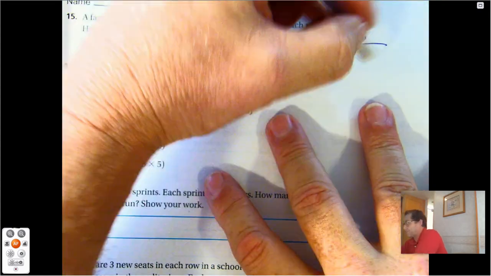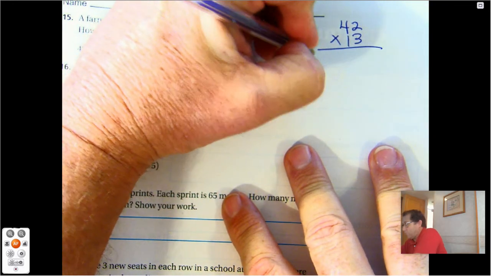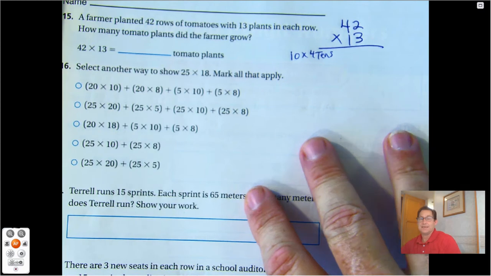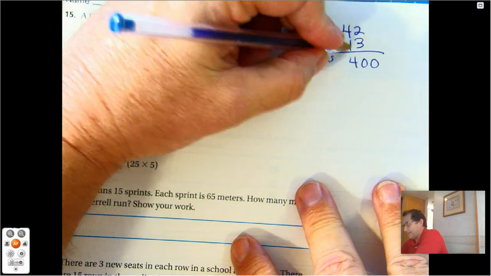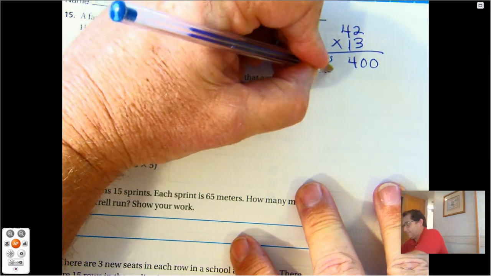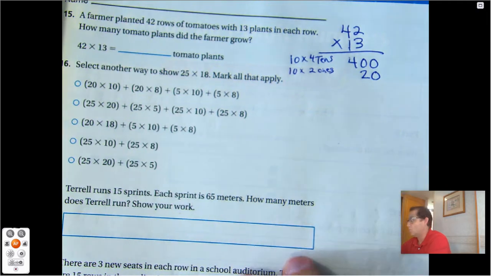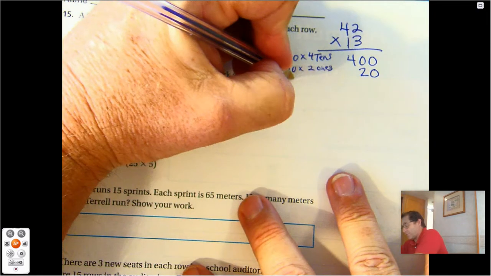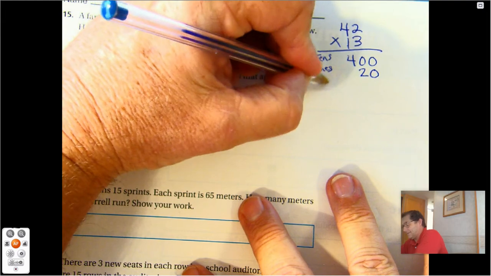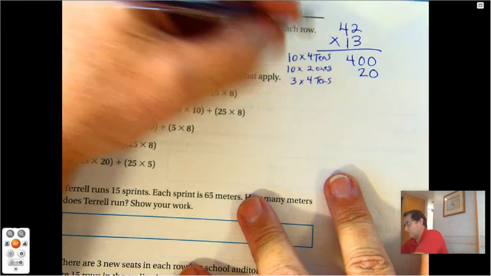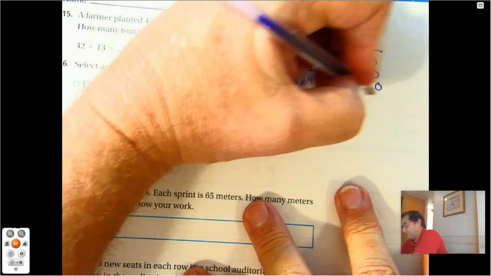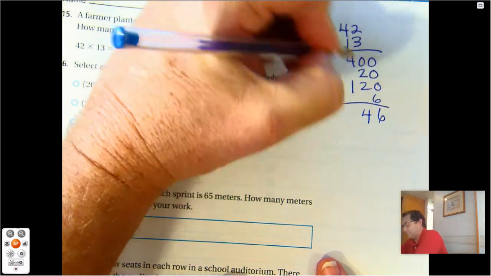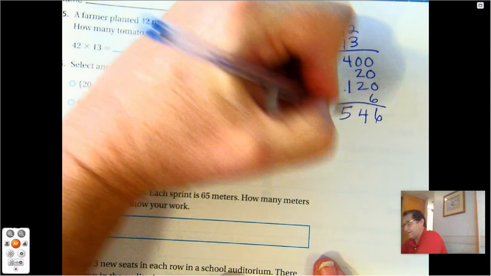So we have 10 times 4 tens. 10 times 4 tens is 40 tens, or 400. We have 10 times 2 ones, which is 20 ones. We have 3 times 4 tens, which would be 12 tens, which is 120. And then we have 3 times 2 ones, which is 6. We add those together, we get 6, 2 and 2 is 4, 4 and 1 is 5. So we'd have 546 tomato plants.